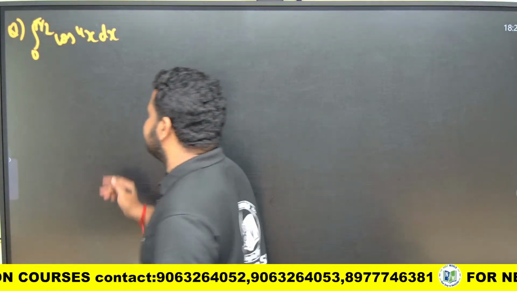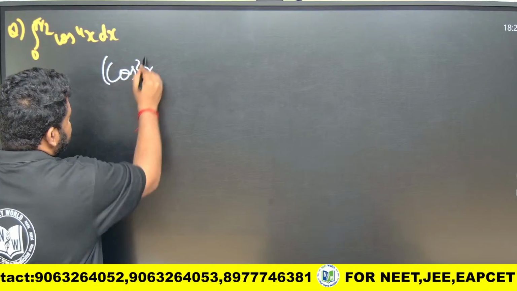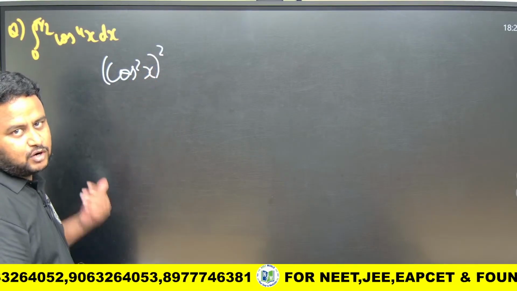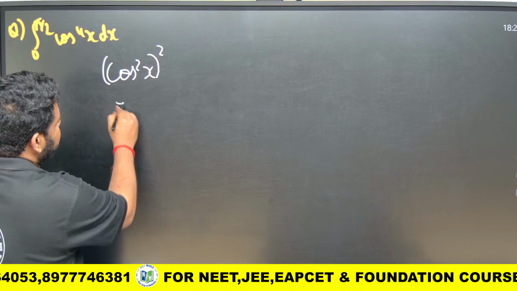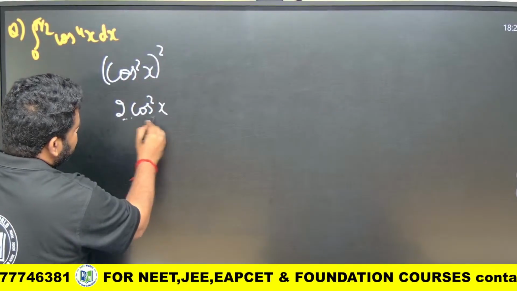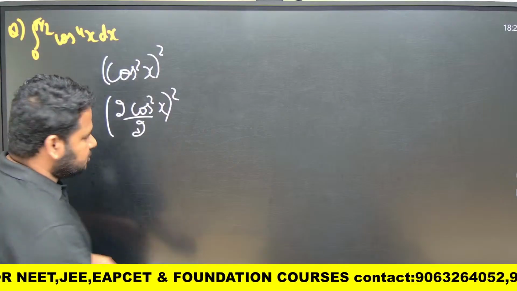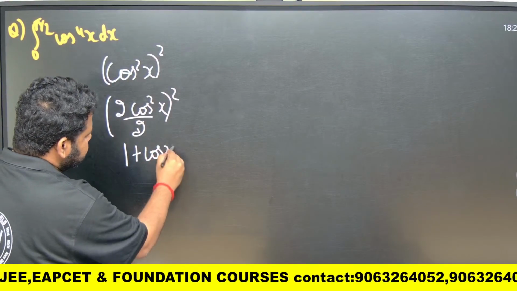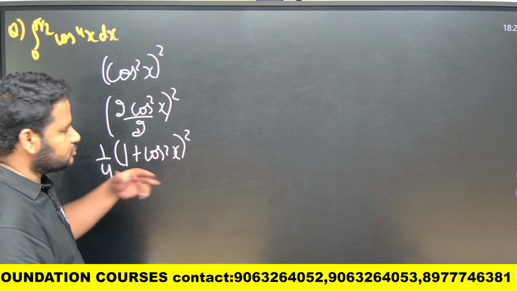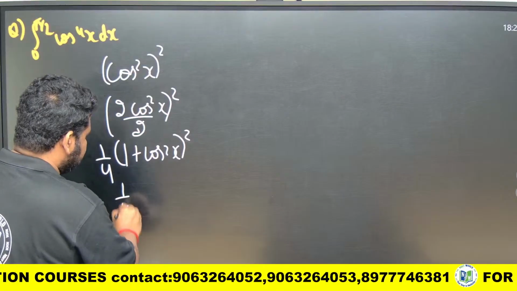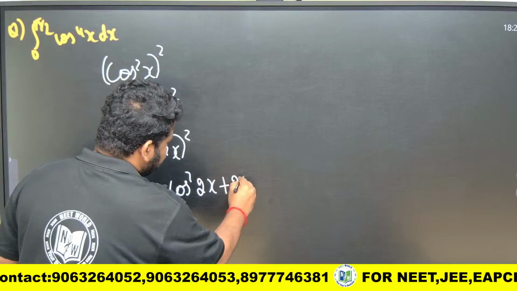Cos power 4x can be written as what? First of all, cos power 4x can be written as cos square x, whole to the power of 2. Now cos square x, directly I cannot do anything. Let me divide and multiply by 2. So this becomes 2 cos square x by 2, whole square. 2 cos square x can be written as 1 plus cos 2x. So this becomes 1 plus cos 2x whole square, divided by 4. So this becomes 1 by 4. Now 1 plus cos 2x, let us expand. This will become 1 by 4 into 1 plus cos square 2x plus 2 cos 2x.